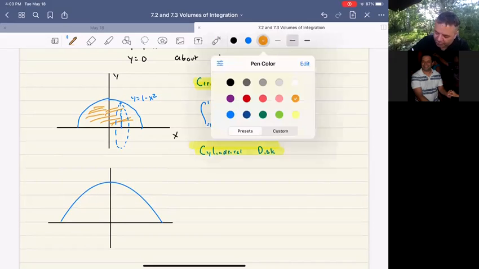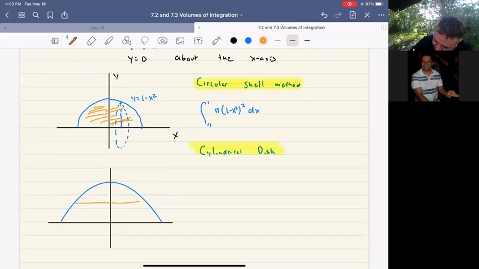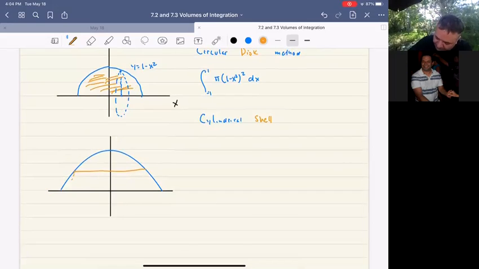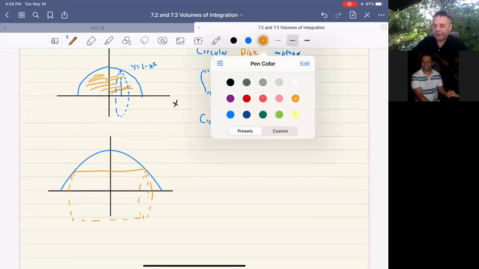Okay, so let me draw a typical shell. Earlier I said this should have been a circular disk, and this should have been cylindrical shell. I always screw those names up. Okay, so our typical shell is going to be like so. Okay, so what is our integral going to be?